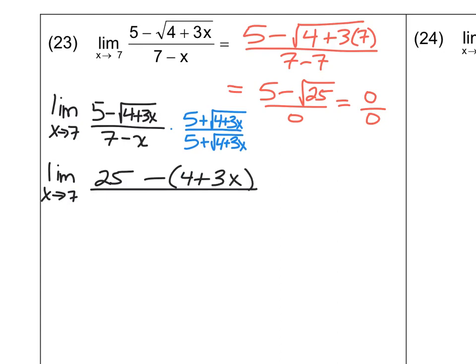On the bottom, 7 minus x multiplied by the beefy radical binomial.